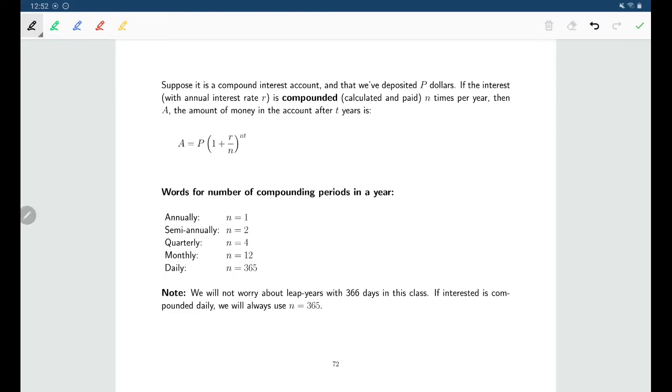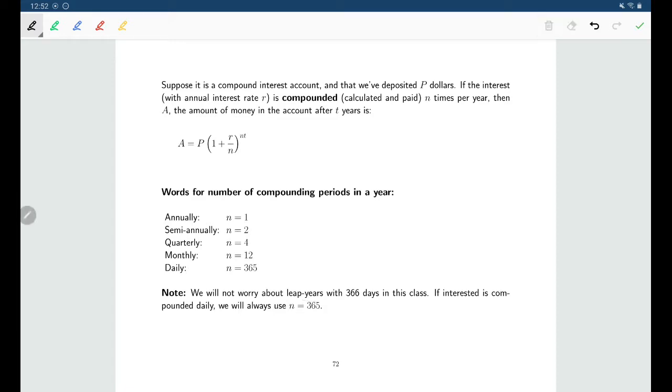A couple of things just to mention here before we go further. One would be about the business of daily compound interest. There is the very real possibility that you might have a leap year where there's 366 days. For our mathematics that we're doing, we're not going to worry about that. So if it's a leap year or if it's not a leap year, for us, we're not going to care. It will always be 365 days per year.